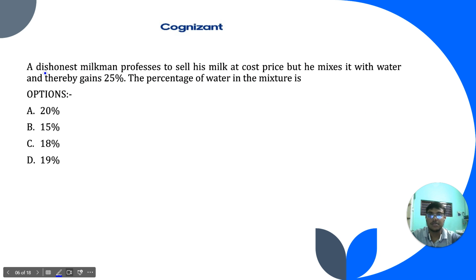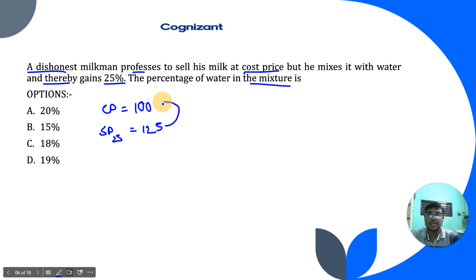So this is a question from ratio and proportions. They say a dishonest milkman professes to sell his milk at cost price, but he mixes it with water and thereby gains 25%. The percentage of water in the mixture is, okay. So let's say the cost price is equal to 100. So to gain 25%, the selling price must have been 125.